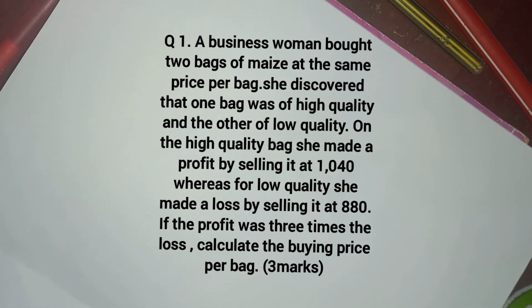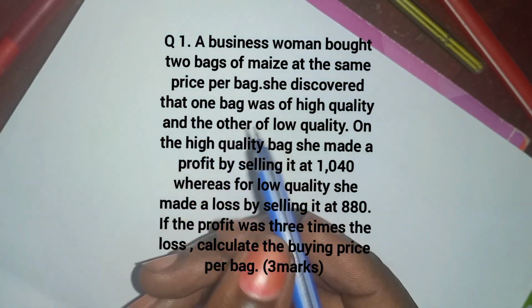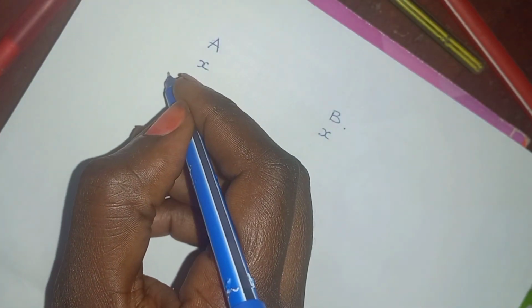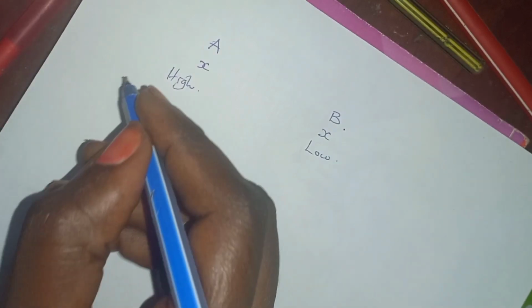So in this question here, we are told that this businesswoman bought 2 bags. We represent these 2 bags by bag A and bag B at the same price. So if she bought bag A at X price, bag B will also be X shillings. She discovered that one of the bags was of high quality. So let's take this A to be the high quality one and this one to be the low quality one.